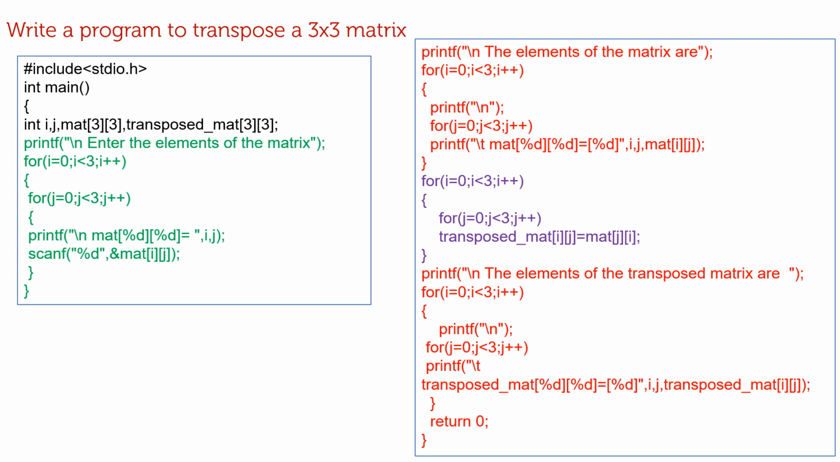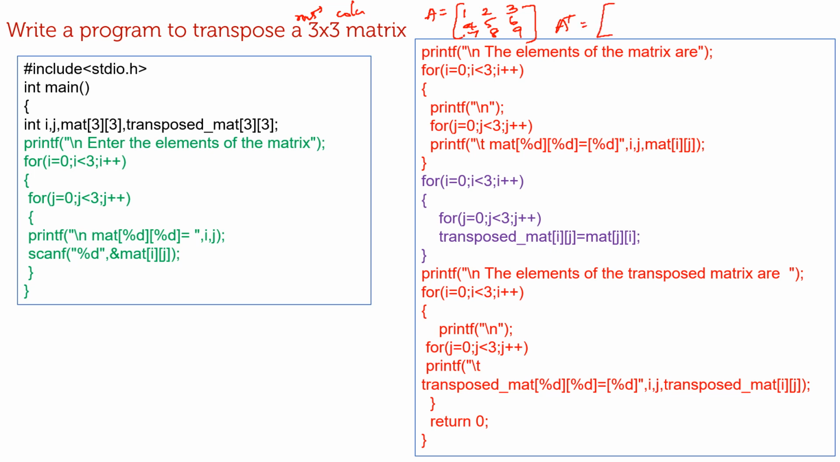So write a program to transpose a 3 cross 3 matrix. 3 cross 3 means you know that 3 rows and 3 columns, right? So let me take the matrix A is equal to, for example, 1, 2, 3, 4, 5, 6, 7, 8, 9. So what is meant by transpose of this matrix, A transpose?